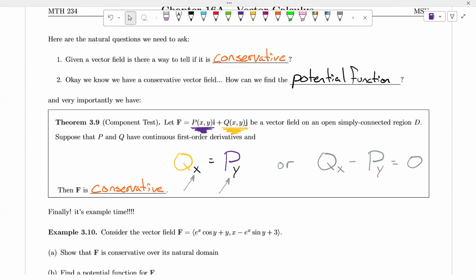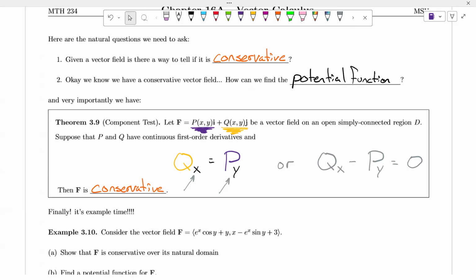So if I want to check to see if a field is conservative, we already have its definition, which is that it is the result of some gradient. But just saying that definition and actually being able to check if a field is conservative might be two different things. So the thing that we want to have is what you see on screen right here. If my field is P, Q, P being the X component, Q being the Y component of that field, and where P and Q are going to be functions of X and Y, and those derivatives exist.